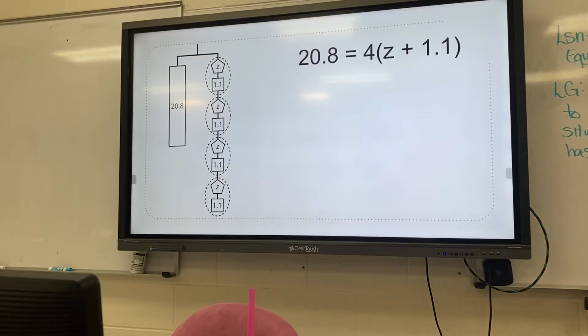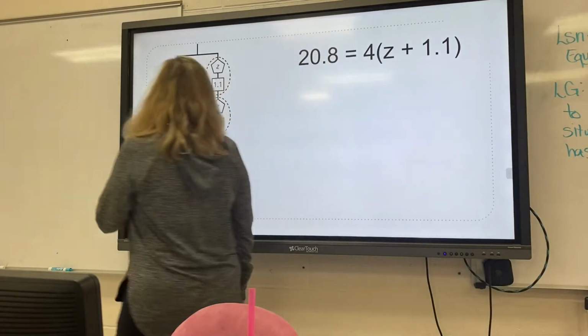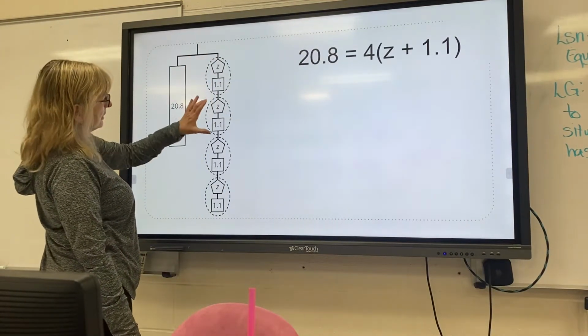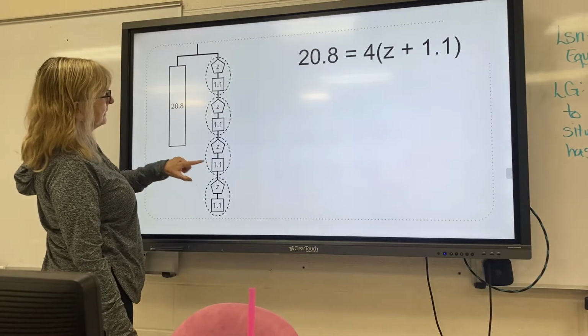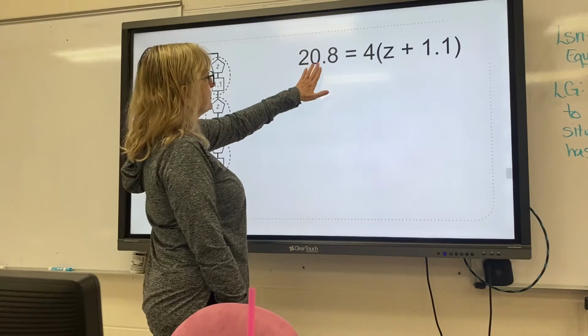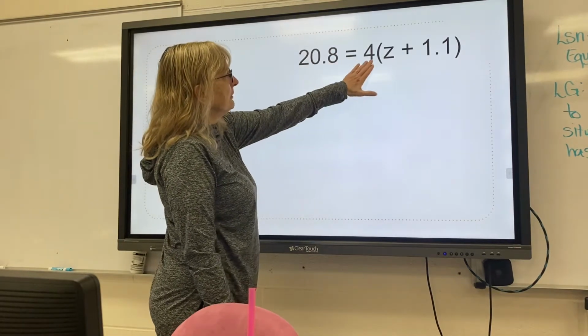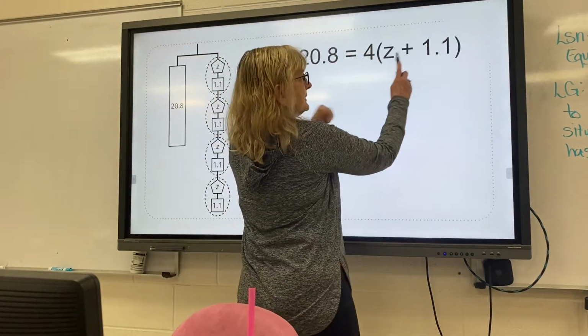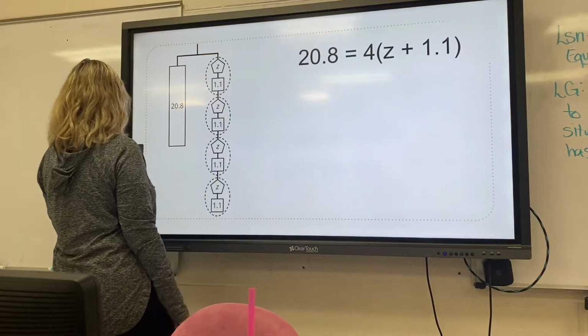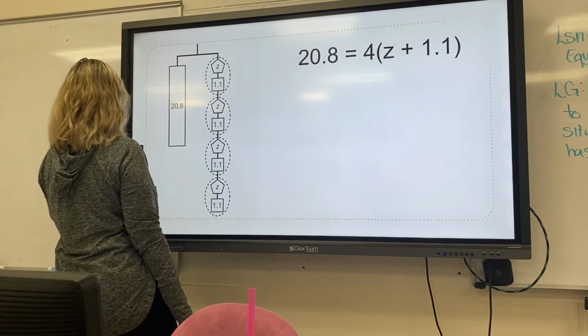All right, in this hanger diagram, we have 20.8 is balanced with 4 groups of z plus 1.1. Let's come over here and look at the equation. This is saying 20.8 equals 4 groups of z plus 1.1. So now we're going to solve it using the hanger diagram.